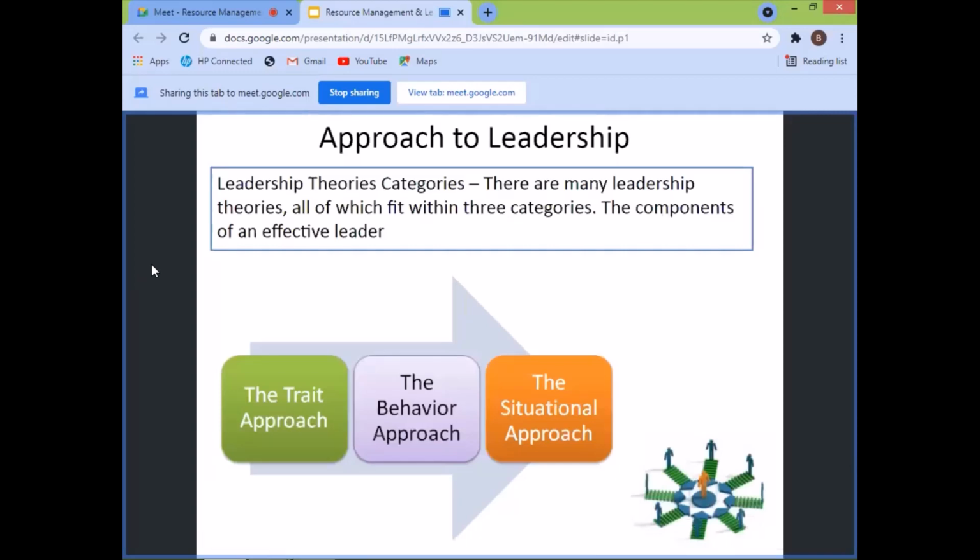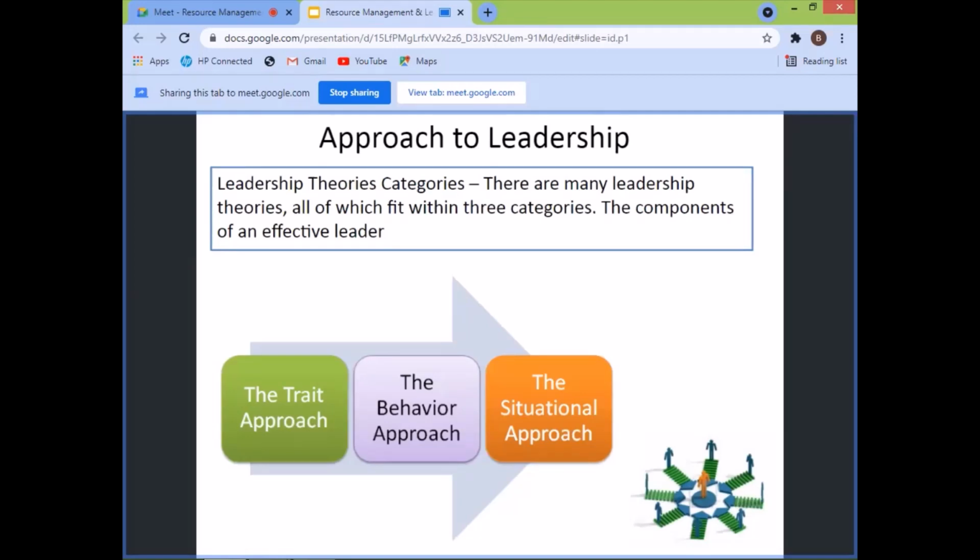Now let's talk about approaches to leadership. There are many leadership theories, all of which fit within three categories, the components of an effective leader. We'll talk about the trait approach first, then the behavior approach to leadership, then the situational approach to leadership. These are the three approaches to leadership that we can implement in ourselves as leaders.